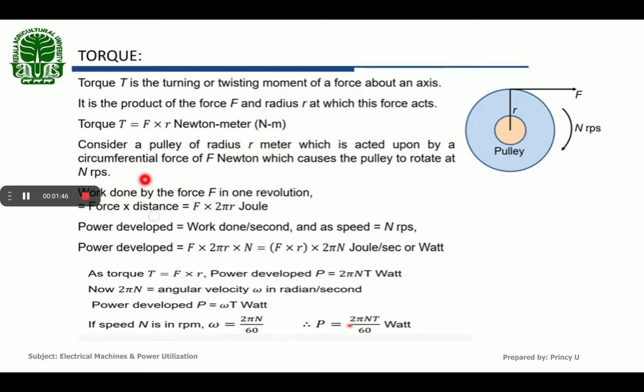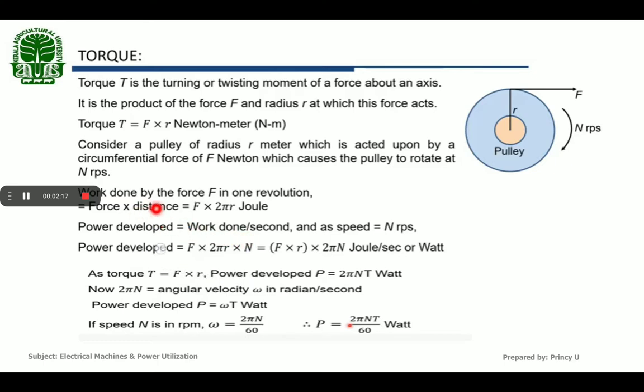Okay, and N is the speed in revolution per second. That means when a force acts on the circumference of our drum, which produces a torque, a twisting moment of force on the pulley, the pulley starts to rotate at a speed of N rps. N rps means revolution per second. Speed is represented in revolution per second or revolution per minute, rps or rpm.